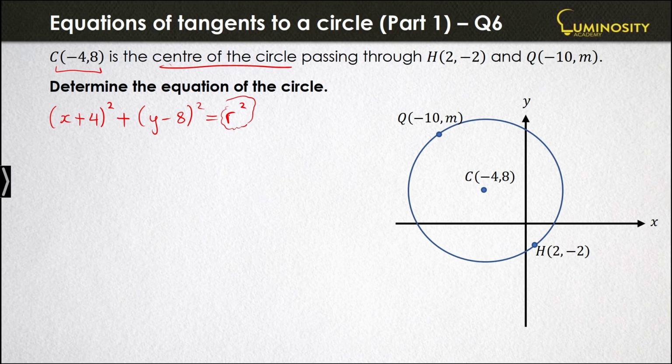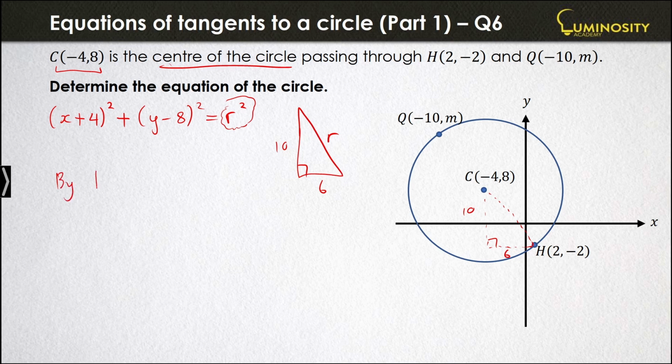Well, I can look at the points C and H, because those are two coordinates we know, and we can work out the distance between them. So from -4 to 2, that's 6 units across. And then from -2 up to 8, that is 10 units up. So I've got this right angle triangle here: 6, 10, and the radius.